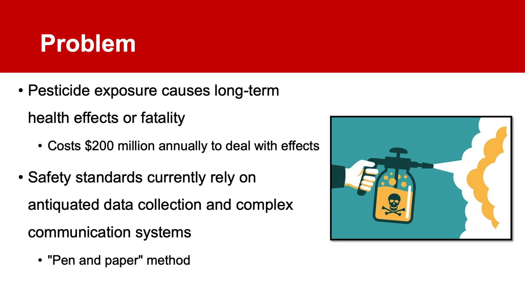Absolutely. I have a mic already. So our problem statement: pesticide exposure causes long-term serious health effects and is potentially fatal in large amounts. This costs around $200 million annually to deal with the adverse health effects from pesticide exposure. Safety standards currently rely on an antiquated data collection system, analog, pen and paper, right? That's how the EPA currently tracks it, along with complex communication systems.